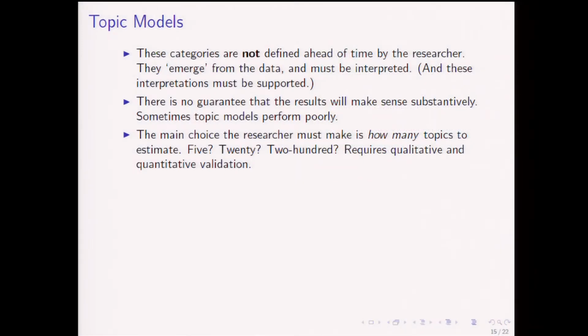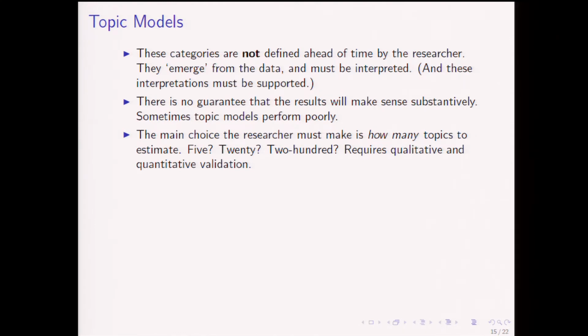There's no guarantee that the results will make sense substantively. Sometimes these perform very poorly. What does the researcher have to choose? Remember, we didn't choose what topics to look for, but the choice you do have to make is how many. The model won't work. You just have to tell it. You tell the model, are you estimating 5 topics, 20 topics, 200 topics?